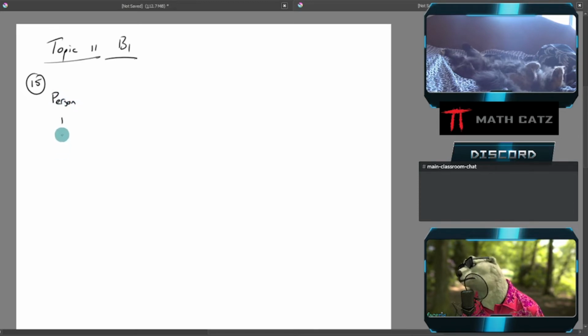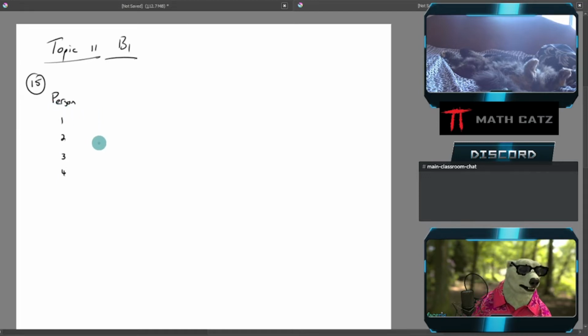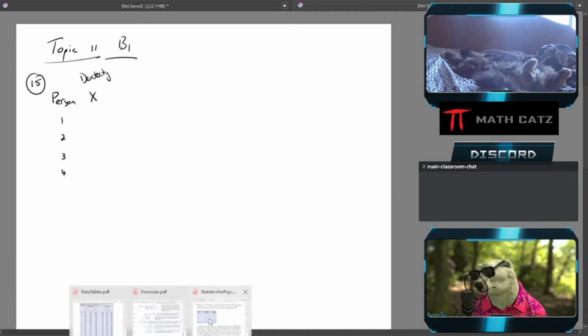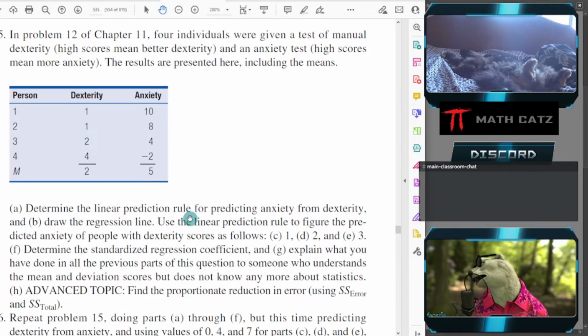Person 1, 2, 3, and 4. And I'm going to need some columns here. We're going to use X as the dexterity variable. Why? Because they want me to ultimately make a prediction rule that gives me anxiety when the input is a dexterity score. So I see X as the input and Y as the output. So X will be associated with dexterity, Y with anxiety.